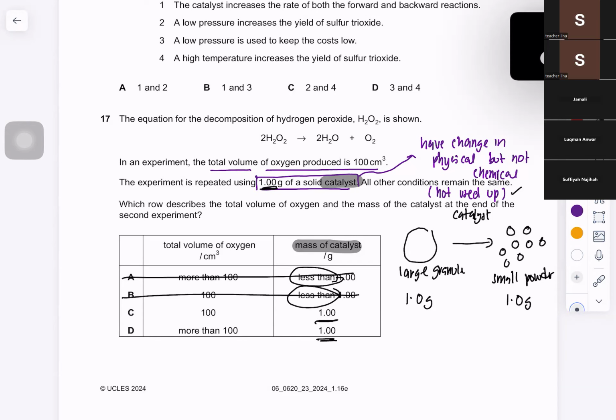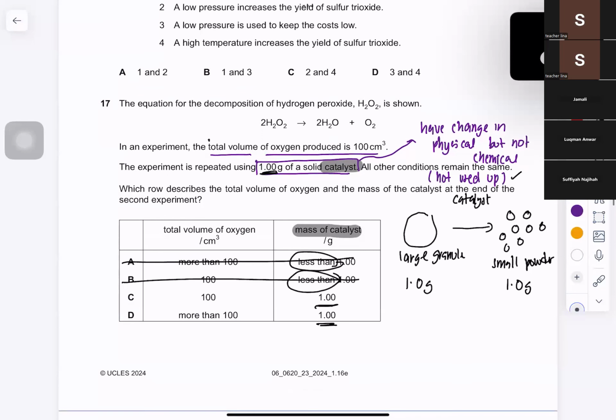Either C or D. 100, the total volume 100 or more than 100. Okay, in experiment, the total volume of oxygen produced is 100. So which row? Oh, okay, faham.